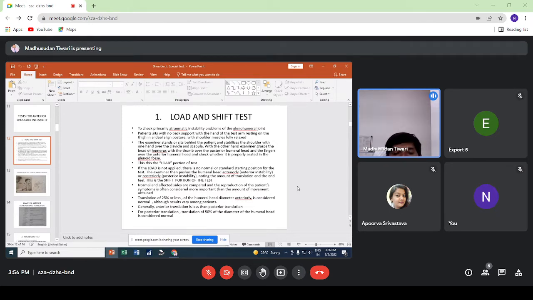Translation of 25% or less of the humeral head's diameter anteriorly is considered normal, although results vary among patients. Generally, anterior translation is less than posterior translation. For posterior translation, 50% of the diameter of the humeral head is considered normal.